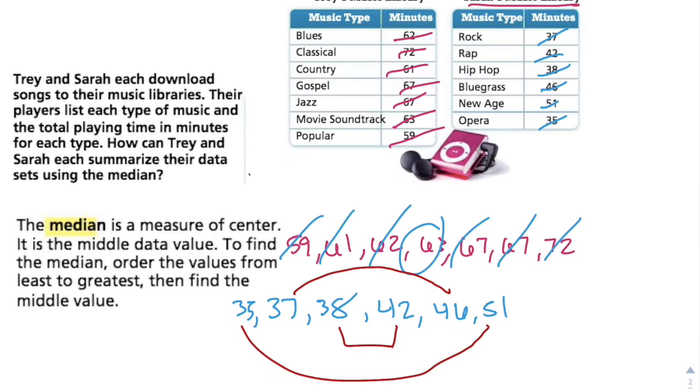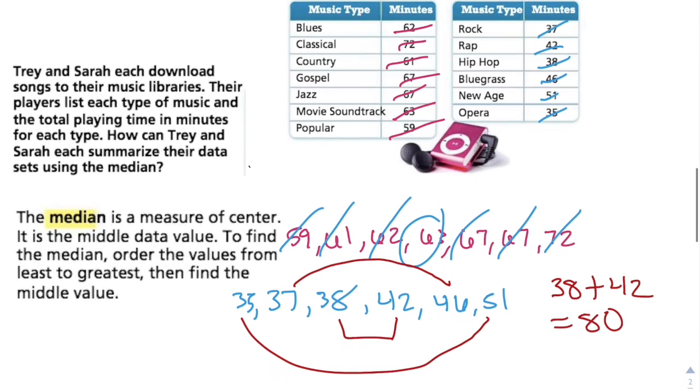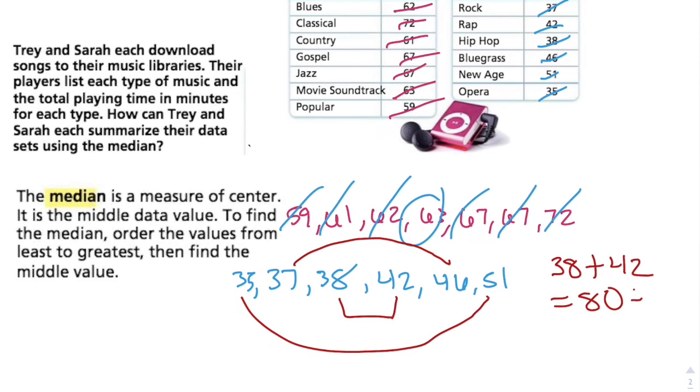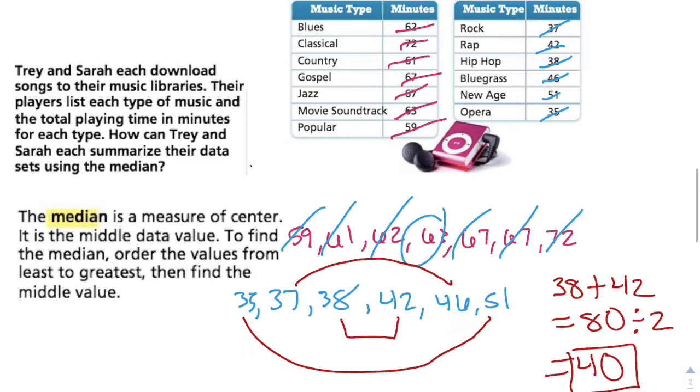So if you guys remember what we just did, to find the mean of these two numbers, we're going to add them up. So 38 plus 42. Go ahead and add these up, and you're going to get 80. Then we're going to divide by how many data values there are, which in this case is just 2. So 80 divided by 2 is 40. So our median for Sarah is 40.